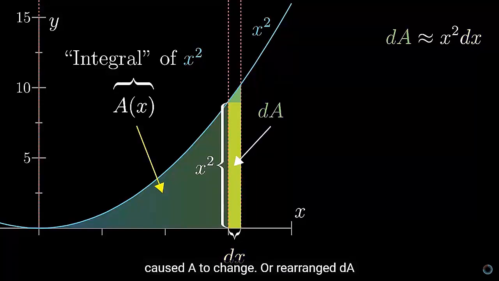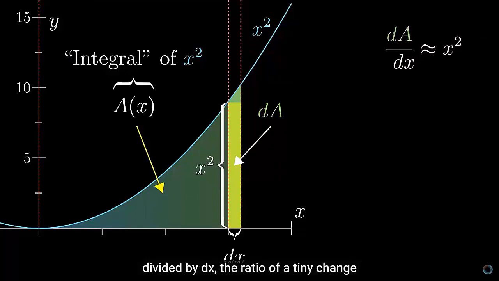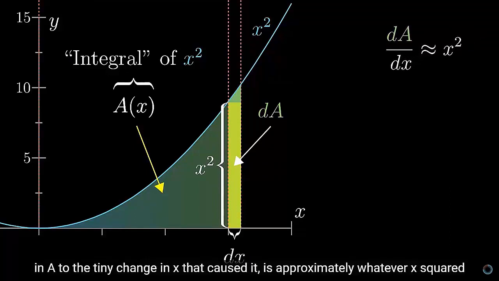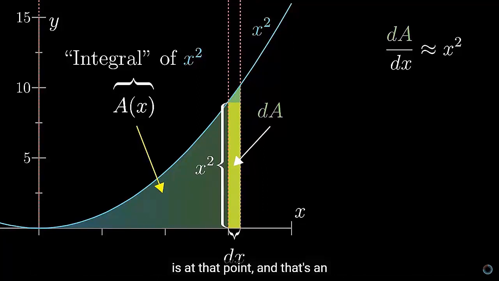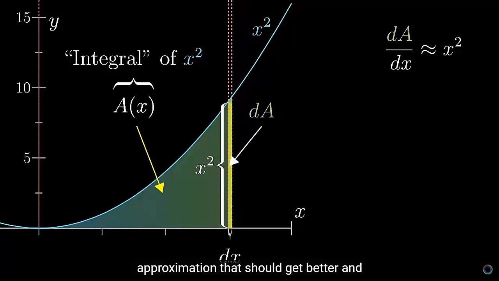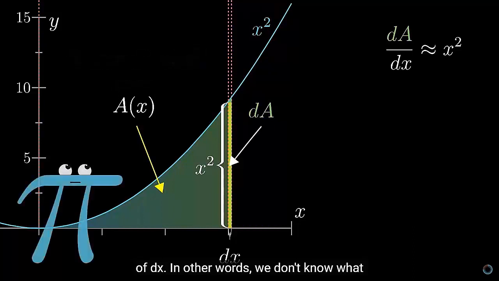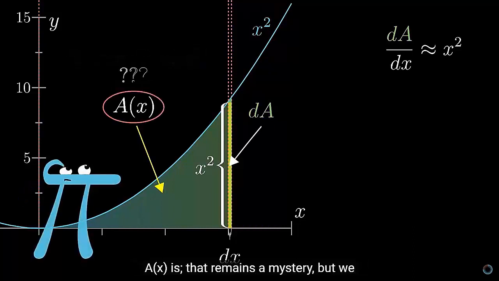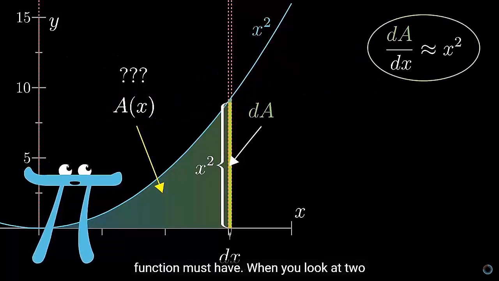Or rearranged, dA divided by dx, the ratio of a tiny change in A to the tiny change in x that caused it, is approximately whatever x squared is at that point. And that's an approximation that should get better and better for smaller and smaller choices of dx. In other words, we don't know what A of x is. That remains a mystery. But we do know a property that this mystery function must have.